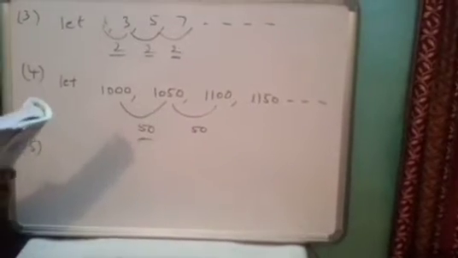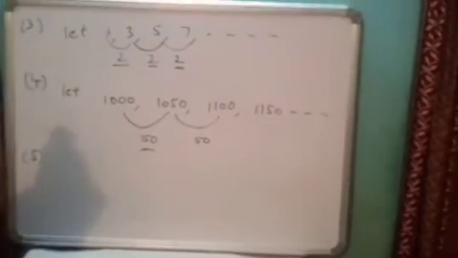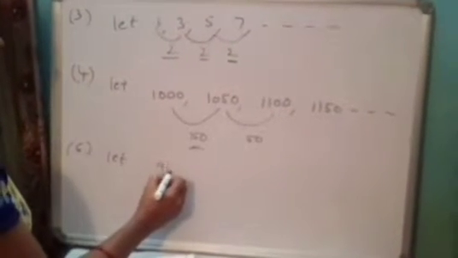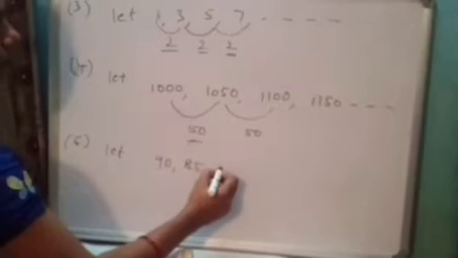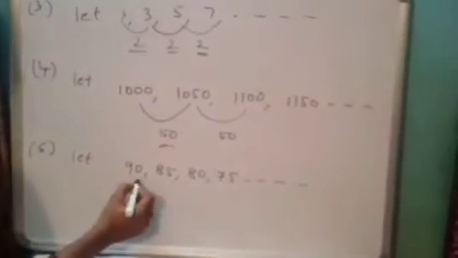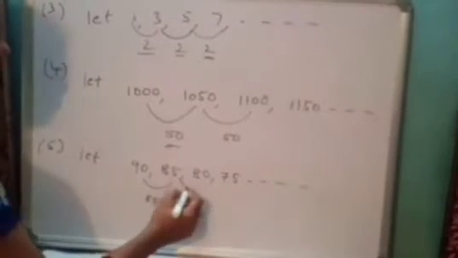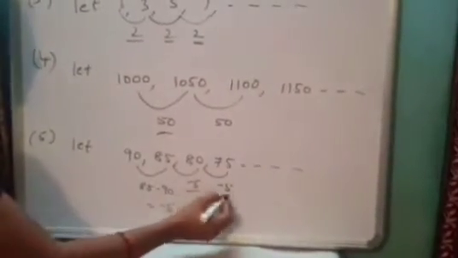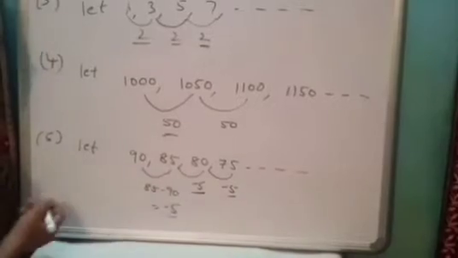And next, the fifth one. Make an arithmetic progression in which the common difference is negative. Make an arithmetic progression 90, 85, 80, 75 and so on. The difference between these consecutive terms is 85 minus 90, that is equal to minus 5. The difference of these terms is also minus 5. In this arithmetic progression, the difference is negative, that is minus 5.